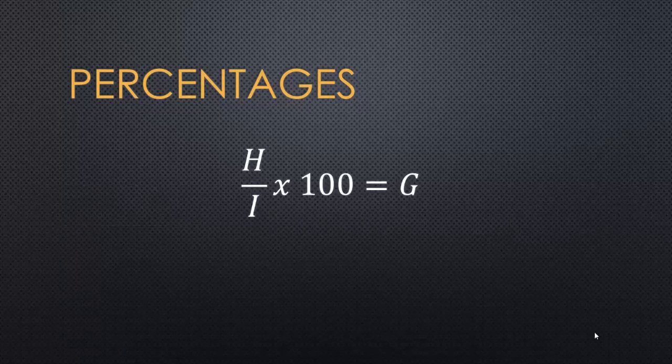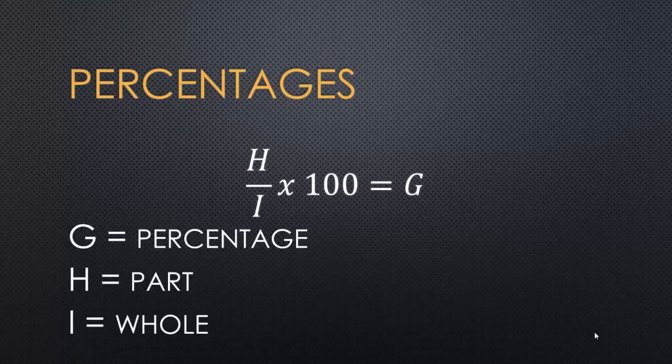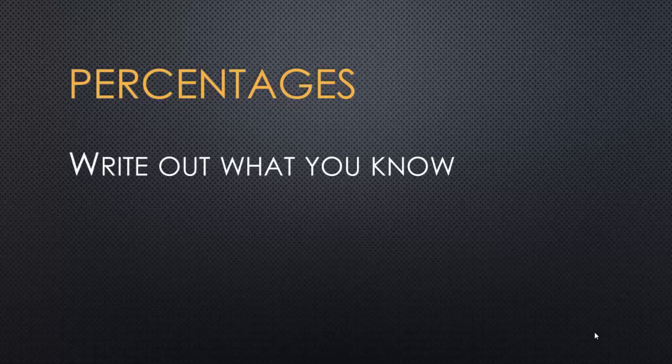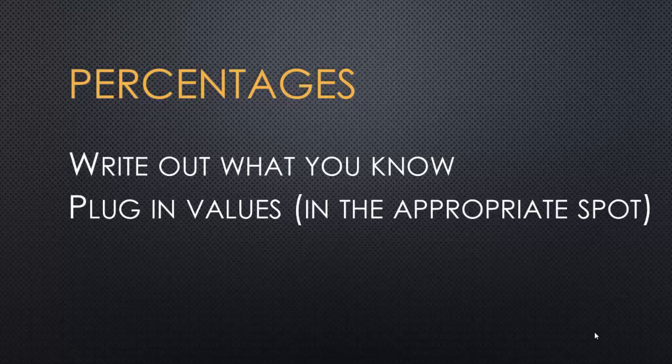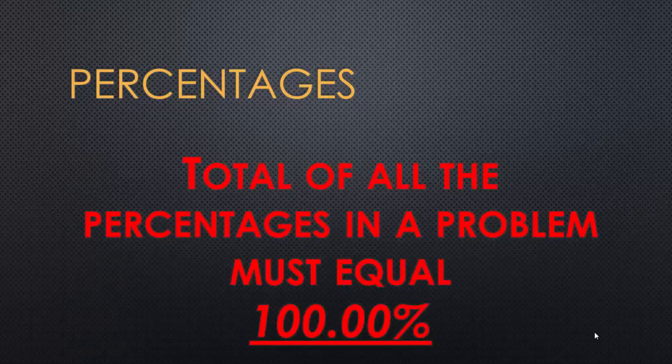The generic equation for percentages is the part divided by the whole times 100 equals the percentage. This is a variation of h divided by I times a constant equals g. 100 is a constant, g is the percentage, h is the part, I is the whole. And if you know any two of the three variables, you can calculate the third. The way to do this is to write out what you know, plug in the values, preferably in the appropriate spot, and solve for the unknown. The total of all of the percentages of the parts in a problem must equal 100%.